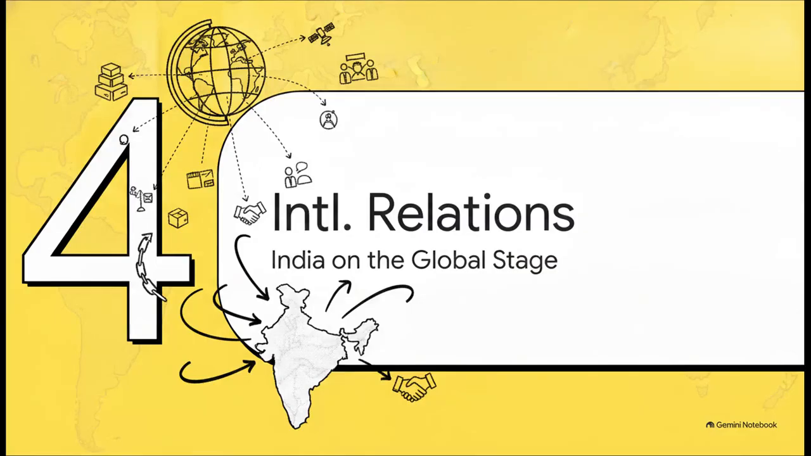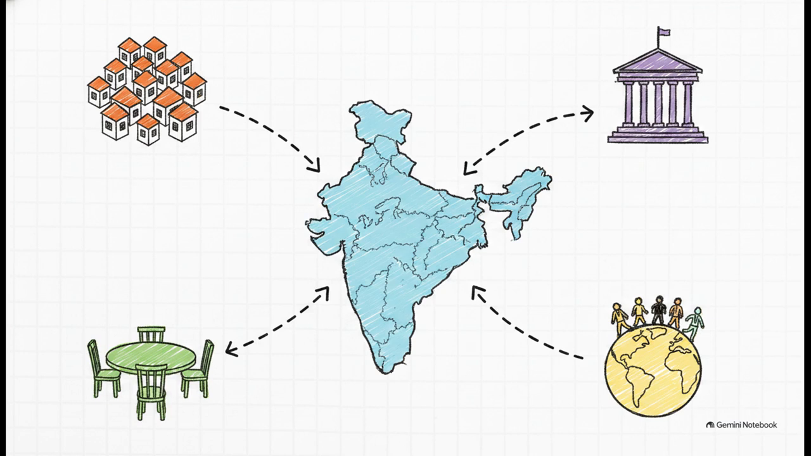Finally, we expand our lens for Pillar 4, International Relations, India on the global stage. Here, we move entirely away from internal administration and look outward. Because in our highly interconnected world, no nation can survive in isolation. This pillar is all about understanding India's strategic position globally. Your priorities here are clearly defined.